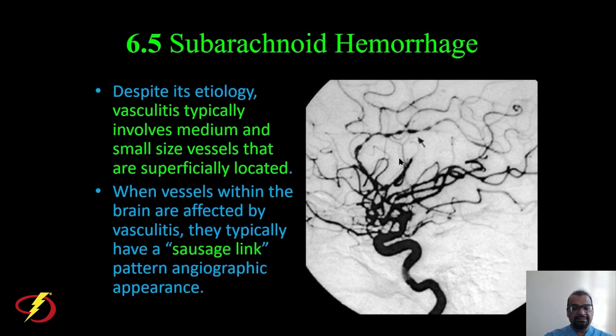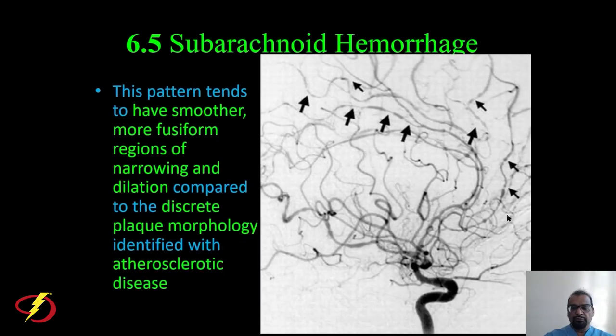One thing about vasculitis that distinguishes it from atherosclerosis is it typically has this sausage-link pattern where you see a dilated artery. It has this beaded sausage-shaped pattern. It narrows down, that becomes beaded. It has more of a fusiform sausage-link pattern compared to discrete atherosclerotic disease, which has that so-called rat bite lesion. So when you see these smoother fusiform regions of dilatation and narrowing, think of vasculitis versus atherosclerotic disease. And the more you look at this, you see these areas of dilatation, narrowing, dilatation. This is the hallmark for vasculitis.